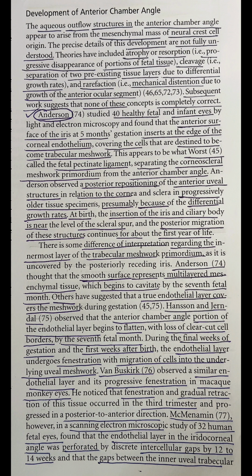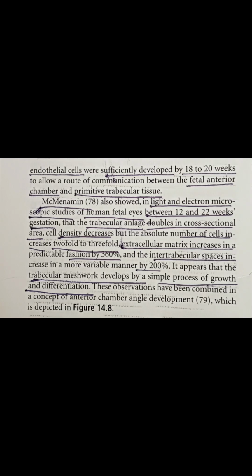MacMinn, however, in a scanning electron microscopic study of 32 human fetal eyes, found that the endothelial layer in the iridocorneal angle was perforated by discrete intercellular gaps by 12 to 14 weeks, and that the gaps between the inner uveal trabecular endothelial cells were sufficiently developed by 18 to 20 weeks to allow a route of communication between the fetal anterior chamber and primitive trabecular tissue.